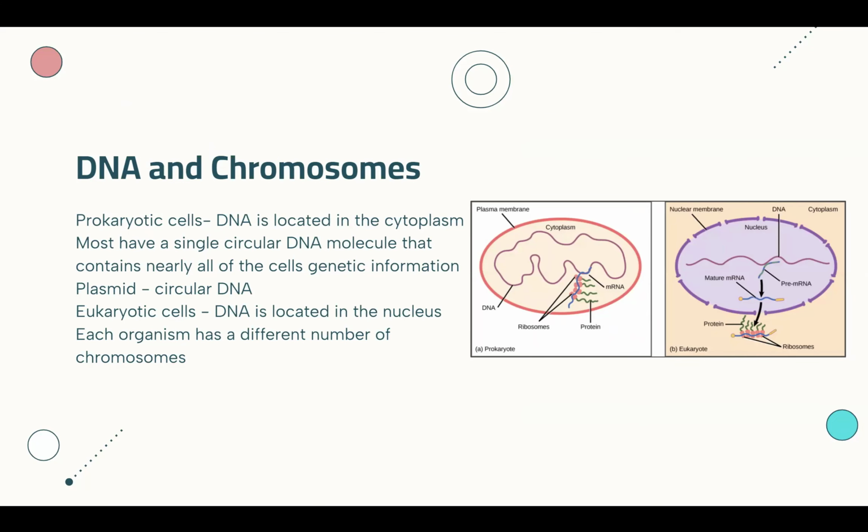DNA and chromosomes, okay? Here you see a prokaryote and a eukaryote. In prokaryotic cells, DNA is located in the cytoplasm. It's just one big circular DNA molecule that contains all of the genetic information. It's called a plasmid, circular DNA. Eukaryotic cells have membrane-bound organelles, whereas prokaryotes don't. In eukaryotic cells, DNA is located in the nucleus. And then each organism, every type of species, so humans are one, dogs are one, cats, they each have a different number of chromosomes, okay?